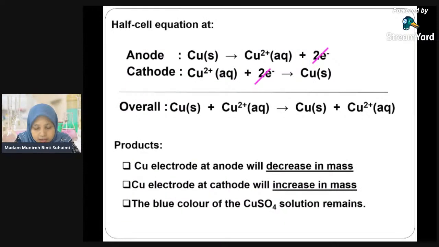Half equation at anode: copper, and at cathode also copper. So the product: copper electrode at anode will be decreased in mass and copper electrode at cathode will increase in mass. Anode decrease, cathode increase. The blue color of copper sulfate solution remains.